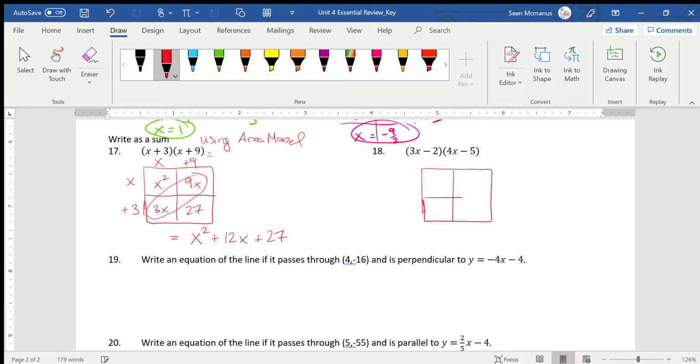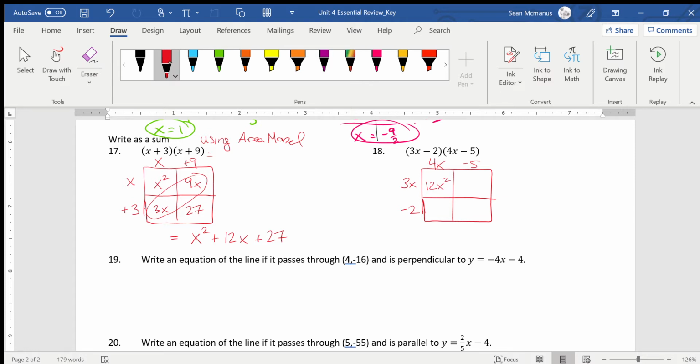Over here we have the exact same type of question, but this time we have leading coefficients on our first term. So there's a number in front of the x. So 3x minus 2 times 4x minus 5. And we're going to do the same exact process. So top left box, 3 times 4 is 12x, and x times x is x squared.